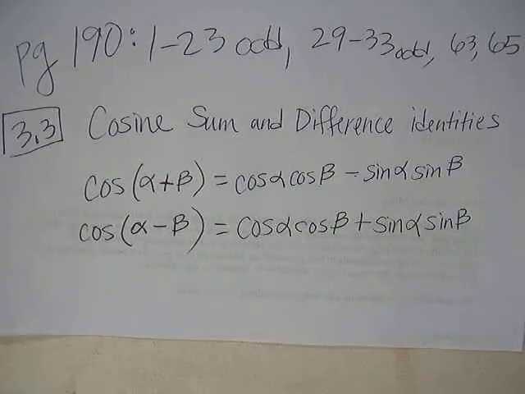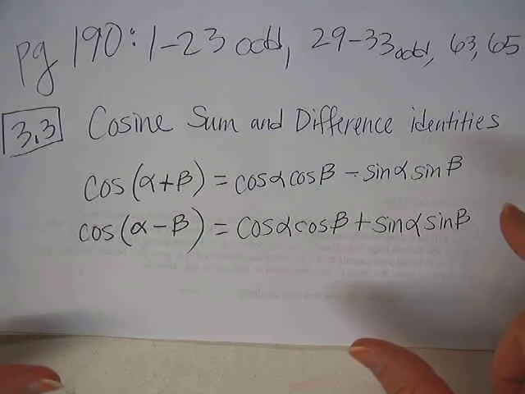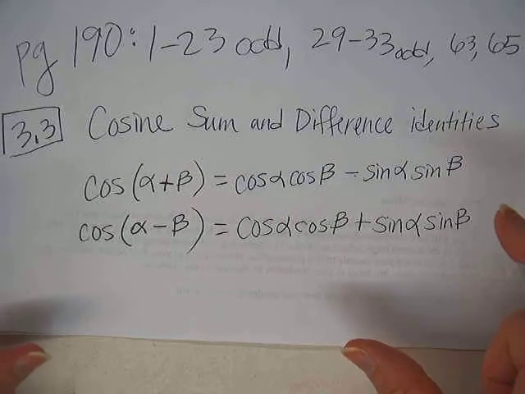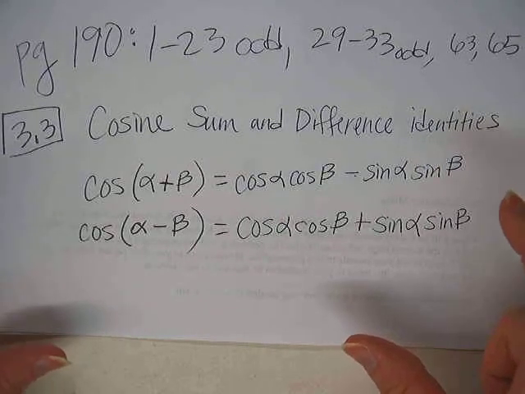Alright, this is section 3.3 from our trig book. We're learning about the sum and difference identities for cosine, and here's what they are. I'm sure you could find a proof somewhere if you wanted to. Otherwise, just trust me or the book, and there they are.